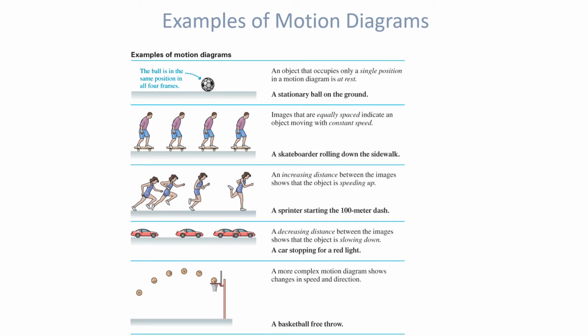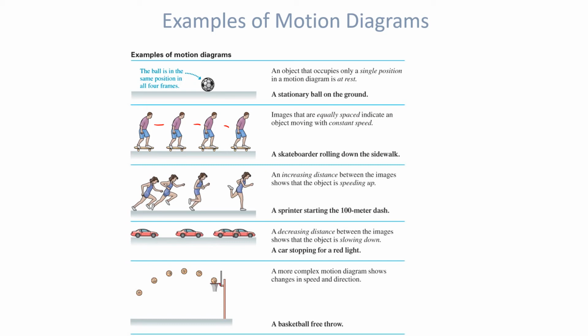So the first one shows a ball that's kind of in the same motion in all 4 frames. Basically, what you see is that this object is at rest. It's not moving at all. If you see this person right here that's skateboarding, if they're equidistant or equally spaced out, that means that this person, this object, skateboarder, is moving at a constant speed.